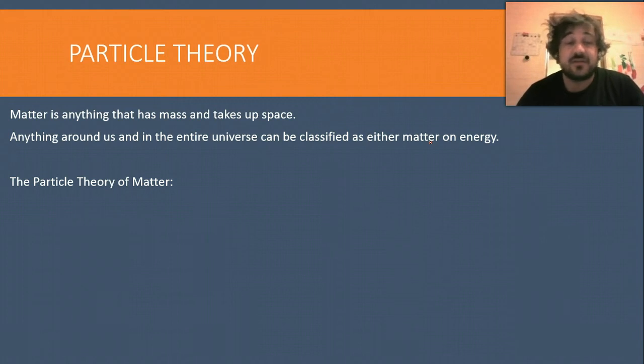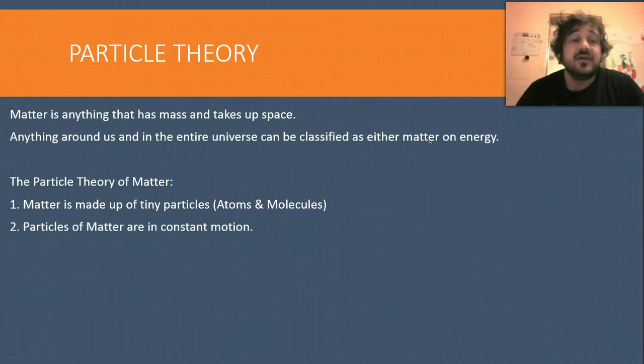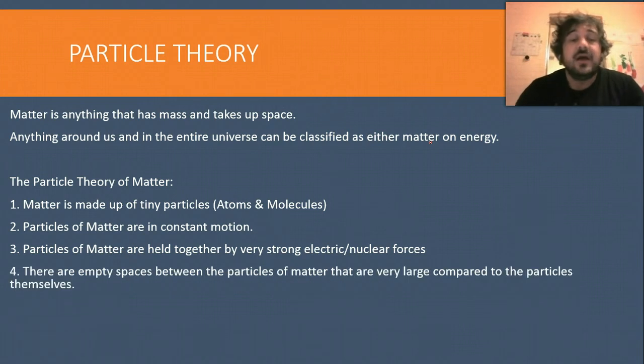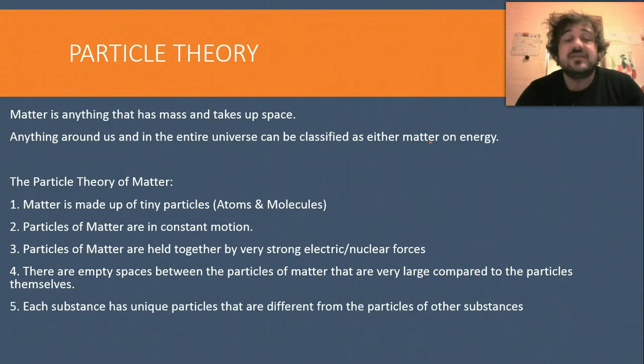It's got 6 components. First, matter is made up of tiny particles, and these are atoms and molecules. Particles are in constant motion. Even in a solid, they're still moving. Particles of matter are held together by both strong electric and nuclear forces. And there are empty spaces between particles, which are actually much, much larger than the particles themselves. Each substance has unique particles which are different to the particles of other substances. So, for example, the particles of hydrogen are not the same as the particles of oxygen.